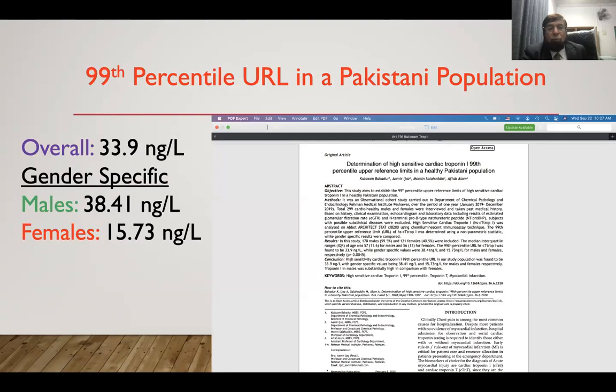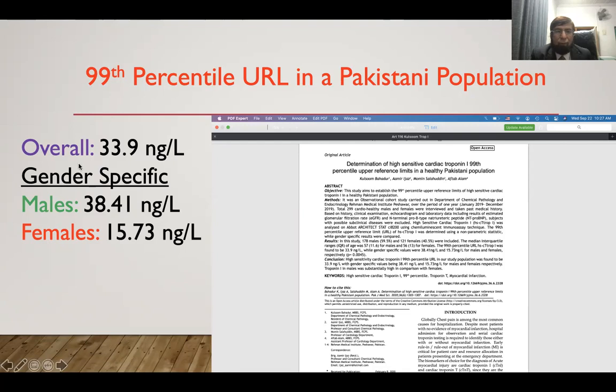Next, what are the 99th percentile upper reference limits in the Pakistani population? There may be some other studies also, but we have done it very recently. This paper was published in the last part of 2020. My trainee at Rahman Medical Institute, Peshawar, Dr. Kulsoom, worked hard on this topic and determined the high-sensitivity cardiac troponin 99th percentile upper reference limit in a healthy population, and this was published in an impact factor journal.